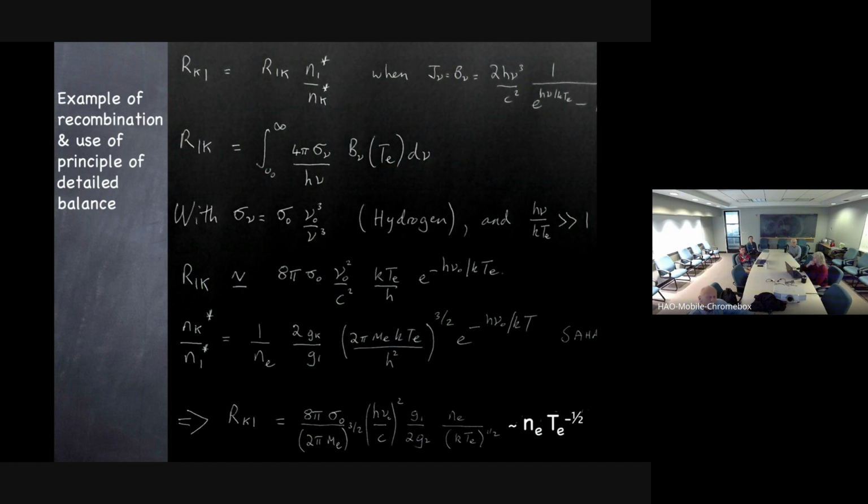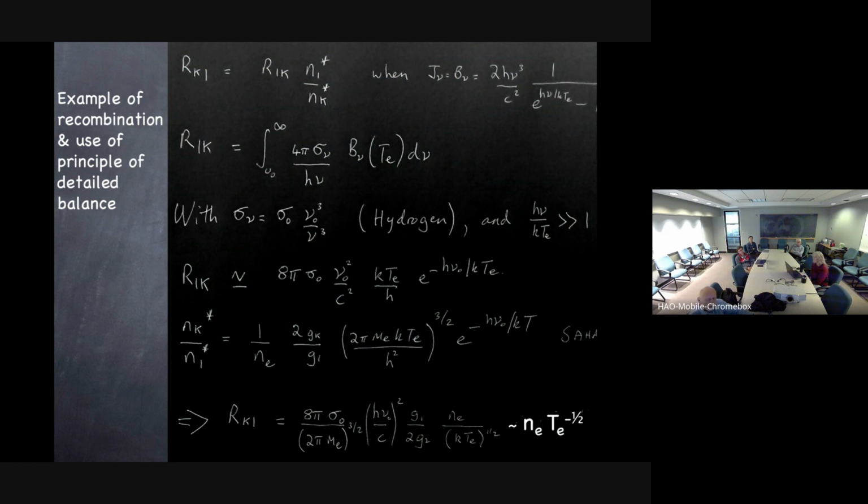So what you end up with is an expression which says that, amazingly enough, very simply, if I embed a proton inside a plasma, the rate at which recombination occurs is proportional to electron density. More electrons, more probability of it attaching to a proton and making a hydrogen atom. But also it's inversely proportional to the square root of the temperature. That's just the way it turns out.